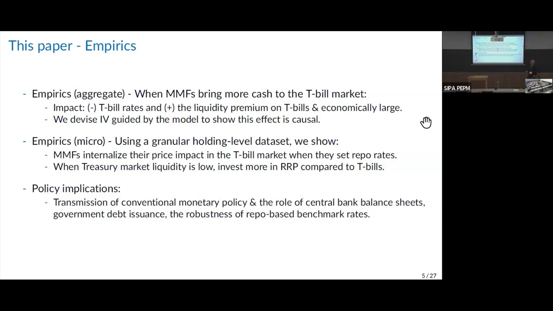And then in the micro, we're going to have a granular holding-level data set where we're going to show exactly the main mechanism: that money market funds internalize the price effect in the T-bill market, with secondary importance. And also, what I showed you in terms of liquidity in the disaggregate data, we're going to tie to the very granular data set as well. We're going to show that when treasury market liquidity is low, they invest more in the RRP. And this has a host of policy implications, which I'm not going to talk about now.